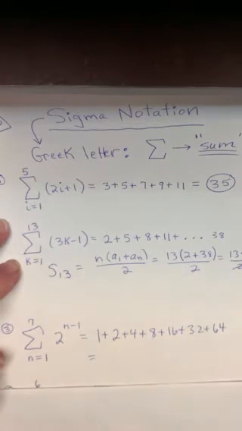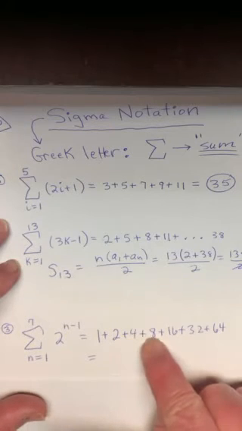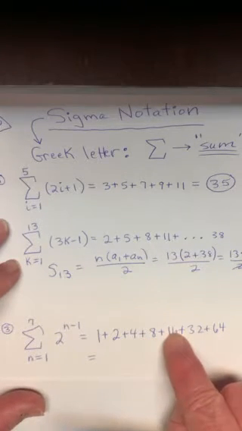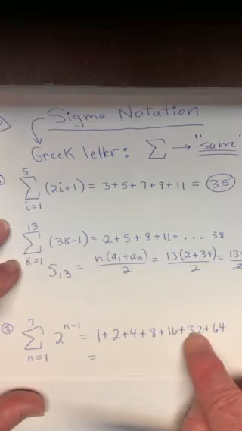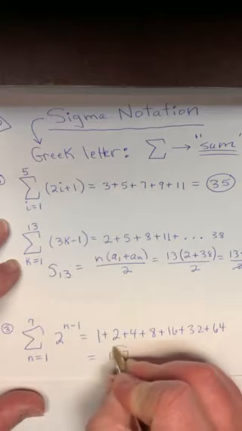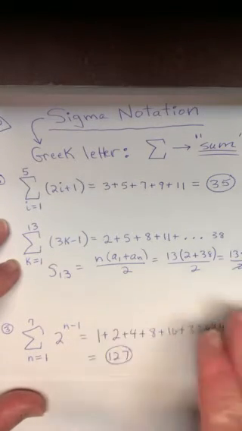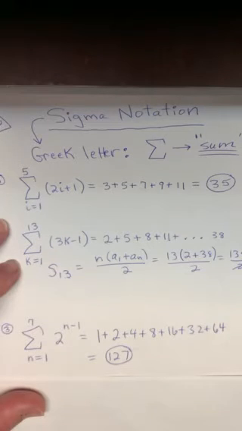And would you agree if I add all those up? 1 plus 2 is 3, plus 4 is 7, plus 8 is 15, plus 16 is 31, plus 32 is 63, plus 64. I chose to write all of them out because there was 7 of them, and that wasn't horrible. And we ended up with 127 for the sum of all those numbers.